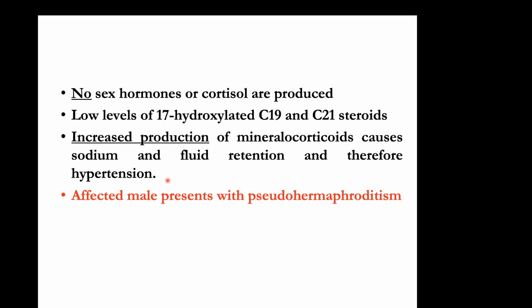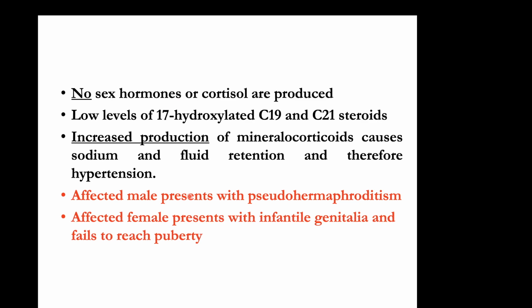Affected male patients have pseudohermaphroditism, because pseudohermaphroditism is having ambiguous genitalia. They have genitals that look more like female, just because of the deficiency of the sex hormones in the male. Among the females, they are unable to reach puberty because of the lack of estrogens, and they have infantile genitalia because the secondary sexual characters need estrogen synthesis, and we know that there is a decreased or absent synthesis of estrogen, the female sex hormone.